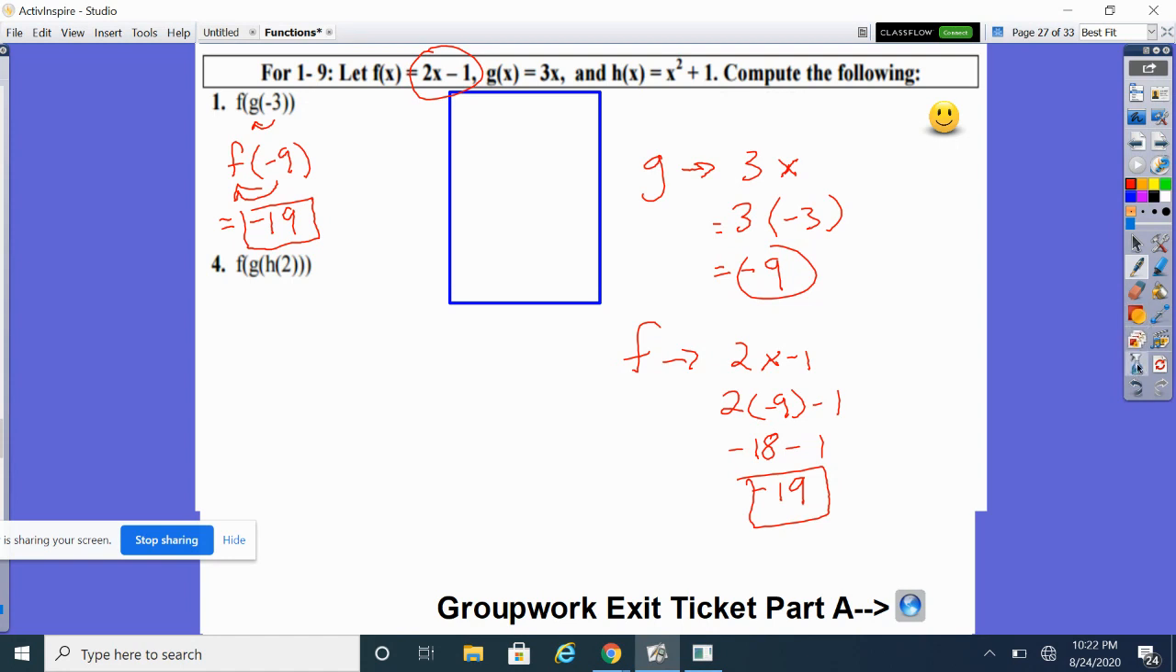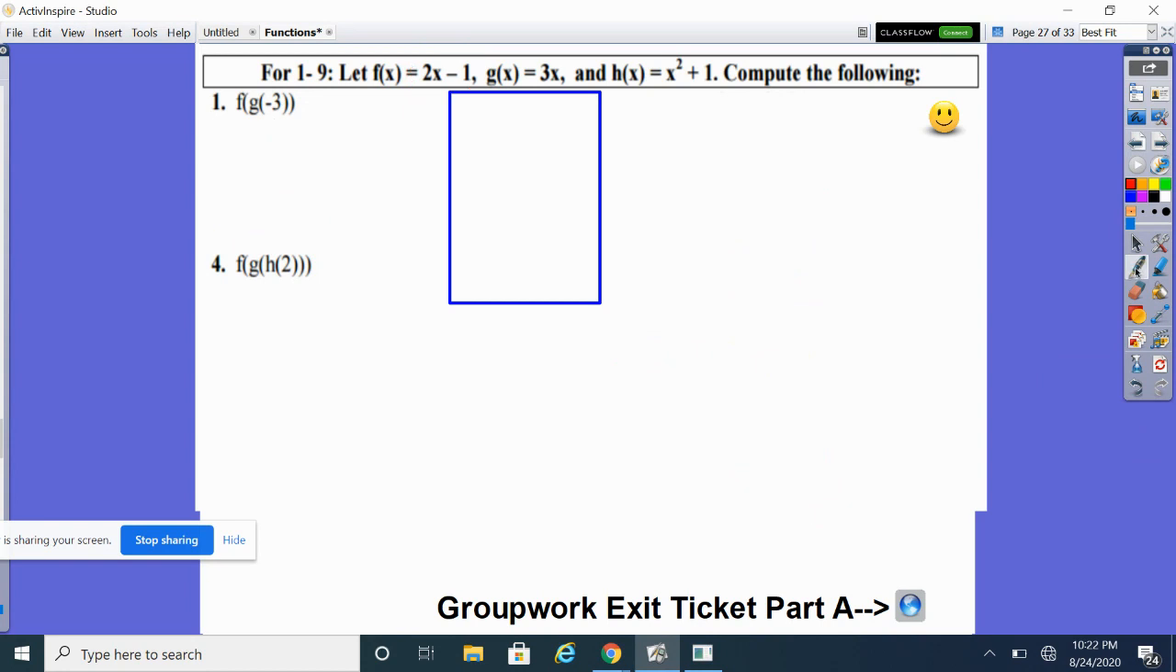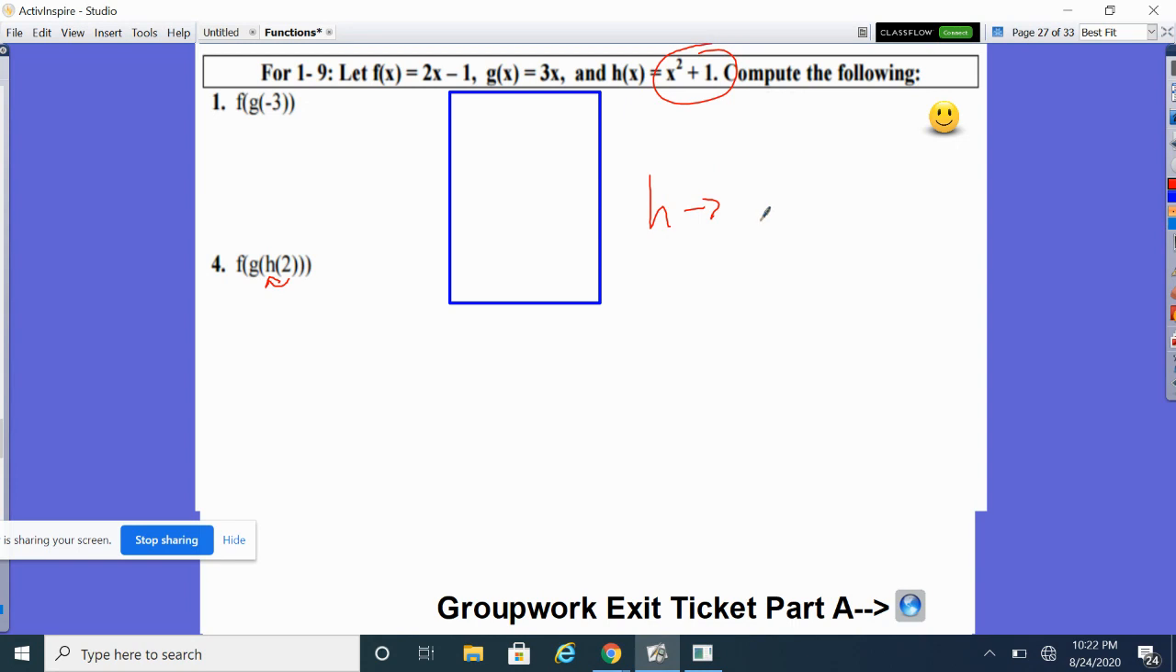All right, let's do it again. Now it's going to get really, really hard. We're going to plug 2 into h. Well, what's h? H is x squared plus 1. Instead of the x squared, we want to plug in, what was it? 2. So 2 squared plus 1. Well, 2 squared, that's 4, and 4 plus 1, isn't that 5? Okay, great. So now we've got f of g, this h of 2 turned into a 5.